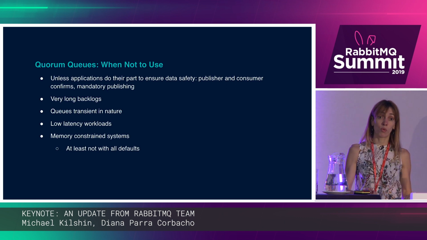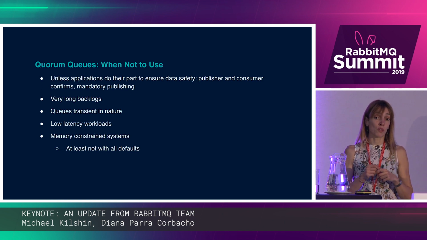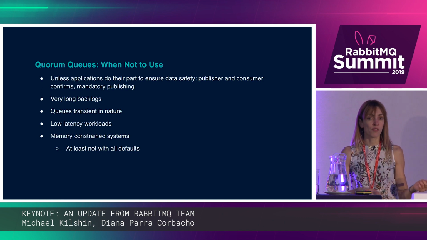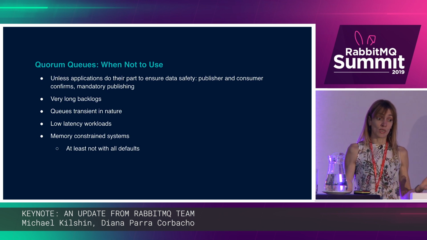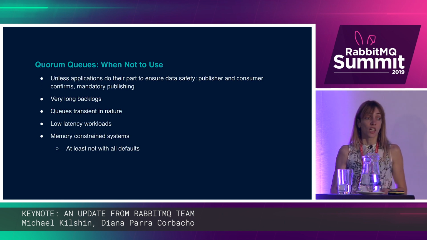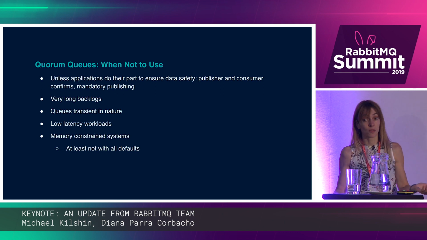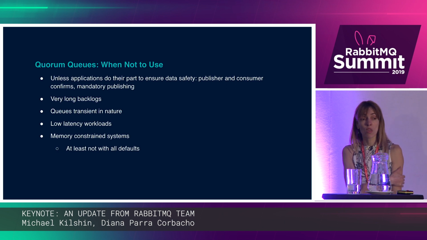because the way they work to offer all these consistency guarantees is that we keep a log of all the operations. So we have accumulated messages from a long time in the past. We have to keep all the data from that point in time, even if the message has already been acknowledged by the consumer and is out of the system. If you want transient queues, you don't need quorum queues either. Or if you want, again, very low latency workloads.